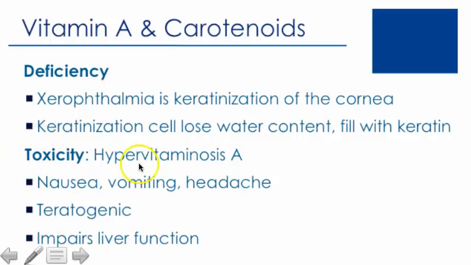Toxicity is called hypervitaminosis A, and this is going to be primarily with high supplementation of vitamin A. In supplement form, it can cause nausea, vomiting, and headache. It can be teratogenic, which is actually harmful to a developing fetus, and it can negatively affect liver function.